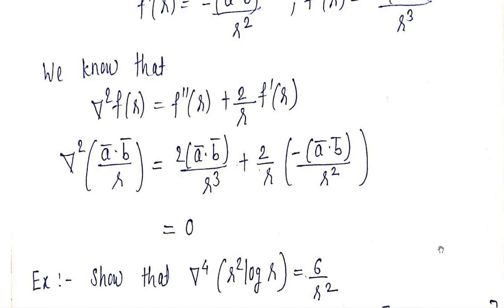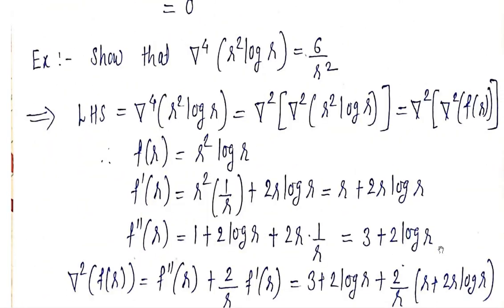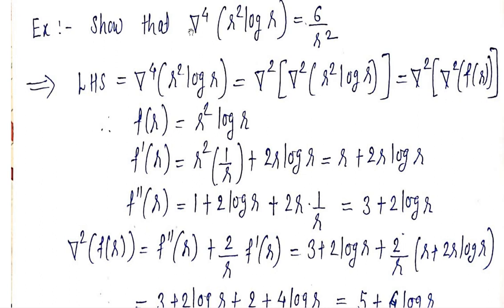Now the next example is show that del to the power 4 of R square into log of R is equal to 6 upon R square. Again we are using the same property: del square of f of R is equal to f double dash of R plus 2 by R into f dash of R. But here we have del to the power 4. So we can write del to the power 4 as del square of del square. So I have written del square outside, del square of R square into log of R.